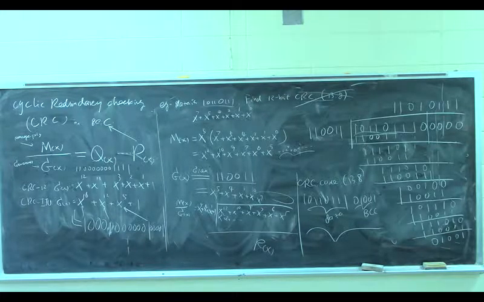I give you a data, give you a generator polynomial. You give me the CRC code.